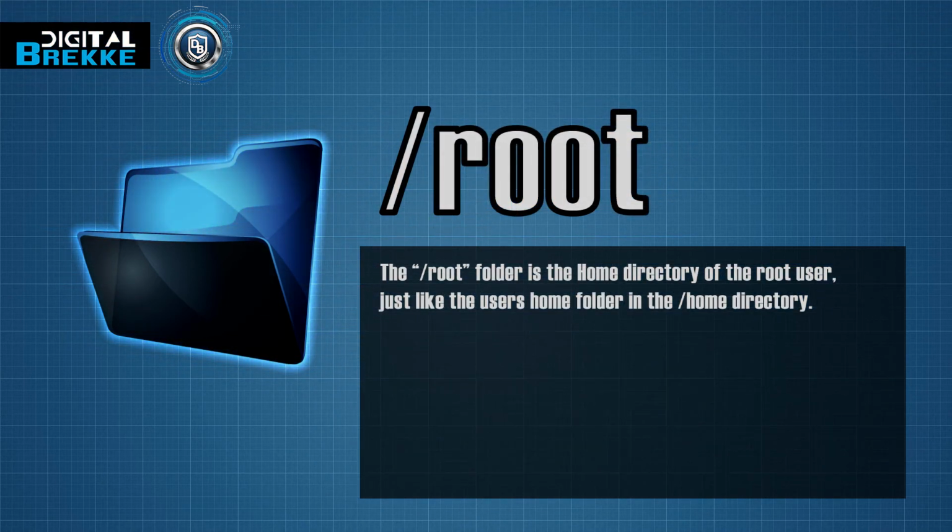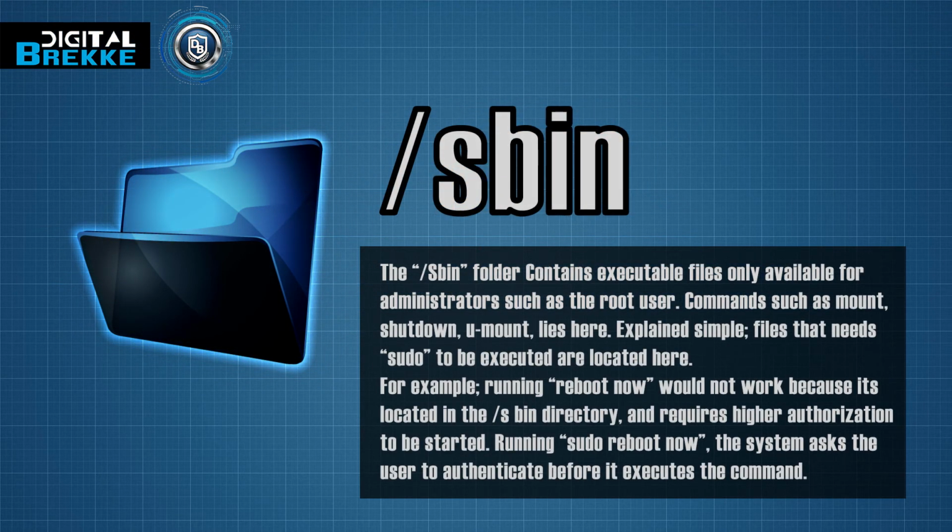The /root folder is the home directory of the root user, just like the user's home folder in the /home directory. The /sbin folder contains executable files only available for administrators such as the root user. Commands such as mount, shutdown, and umount lie here. Explained simply, files that need sudo to be executed are located here.